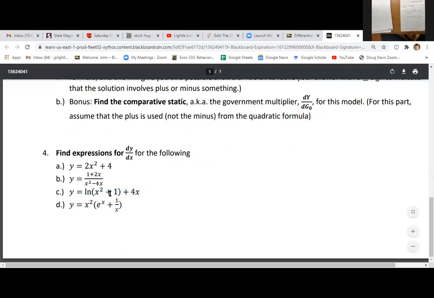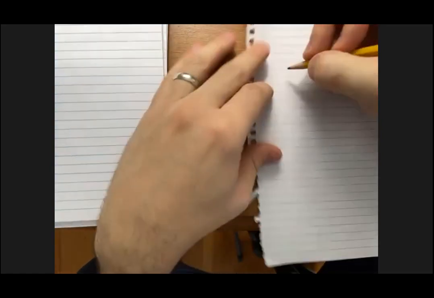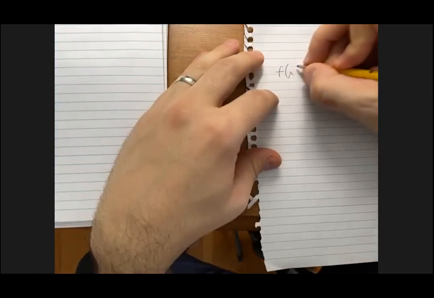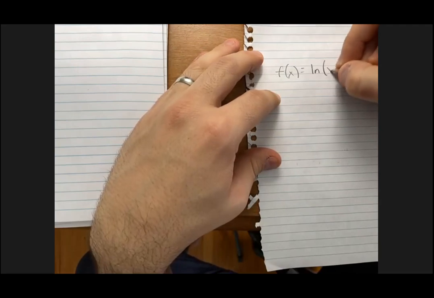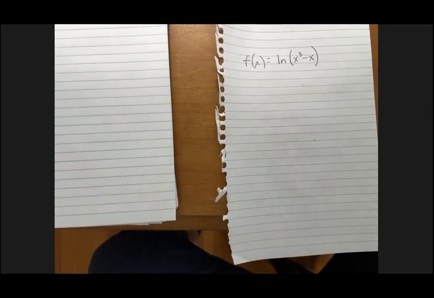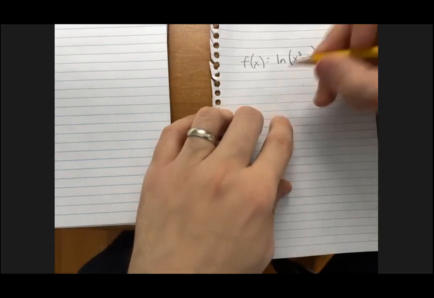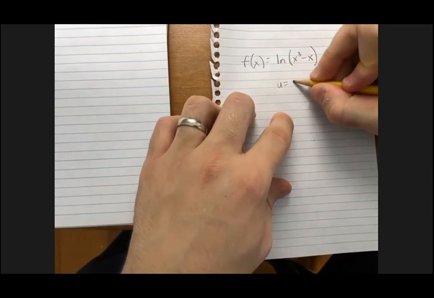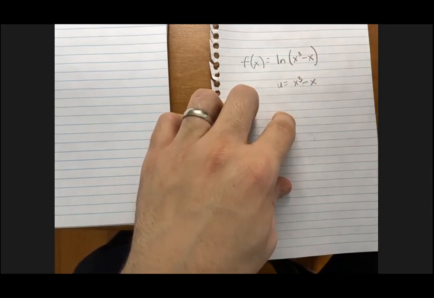Okay, for C, you have the first time you have a natural log. What you're going to have to use there is, let me give you an unrelated one where you have a natural log of something, like the natural log of x cubed minus x. If I wanted to take the derivative of that f, what would I do? If you want to, you can use a substitution. u equals x cubed minus x.